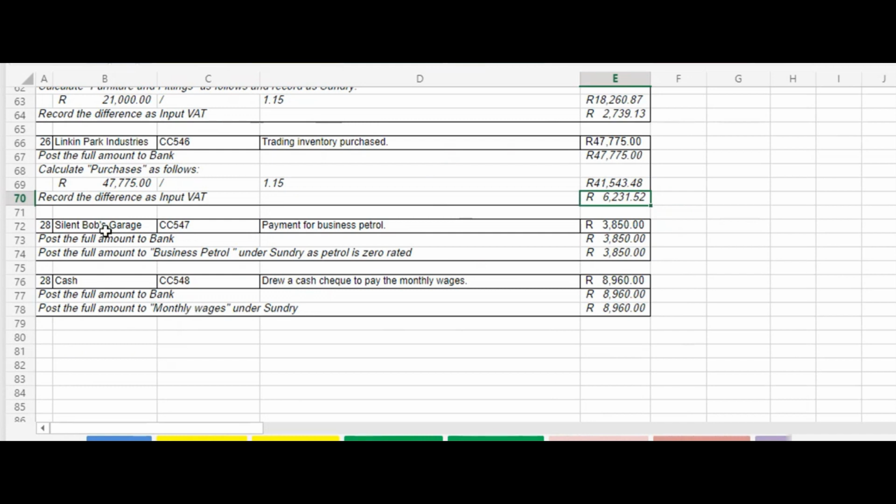Okay, so what happens on the 28th is we fill our vehicle with petrol. So what we do is we make a payment for business petrol. And we know that petrol is a 0 rated item, so there is no VAT applicable. Well, there is VAT applicable, but it's 0. So the full amount is going to be recorded under business petrol. If they don't put anything for us in brackets, then we must assume that we do have an account called business petrol. And so we're going to record that under business petrol. There's no such column in our cash book payment journal, and so we are going to record it under sundry.